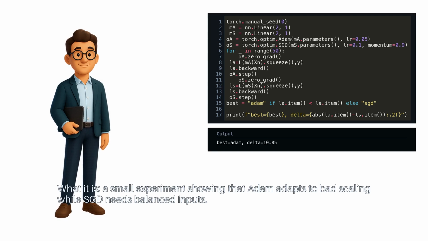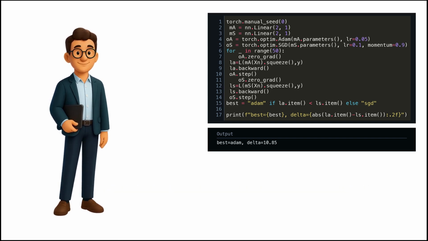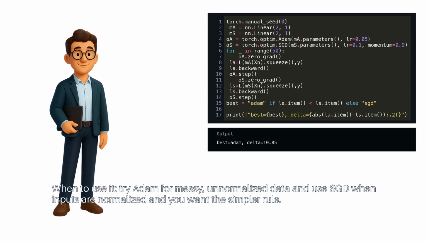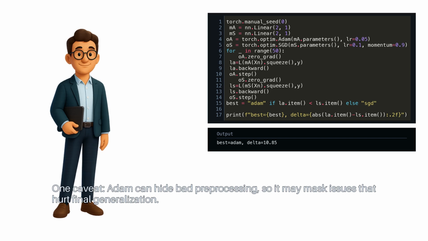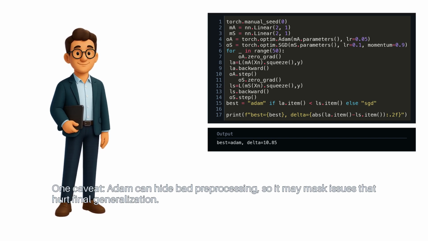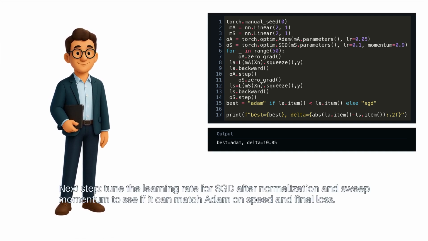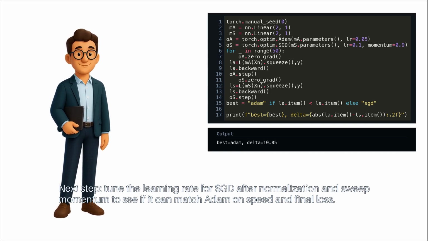Recap: it is a small experiment showing that Adam adapts to bad scaling while SGD needs balanced inputs. When to use it: try Adam for messy, unnormalized data, and use SGD when inputs are normalized and you want the simpler rule. One caveat: Adam can hide bad pre-processing, so it may mask issues that hurt final generalization. Next step: tune the learning rate for SGD after normalization and sweep momentum to see if it can match Adam on speed and final loss.